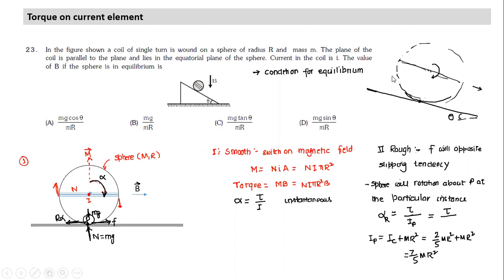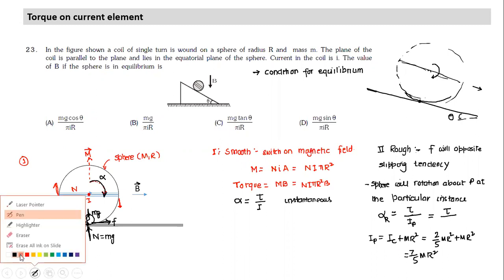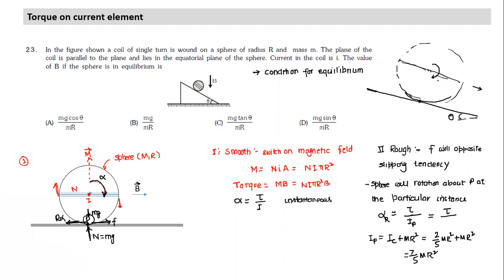So first thing, what I understand, I'm going step by step. Which way should the torque due to the magnetic field and magnetic moment act? It should act in this particular direction. So what is the value of B?